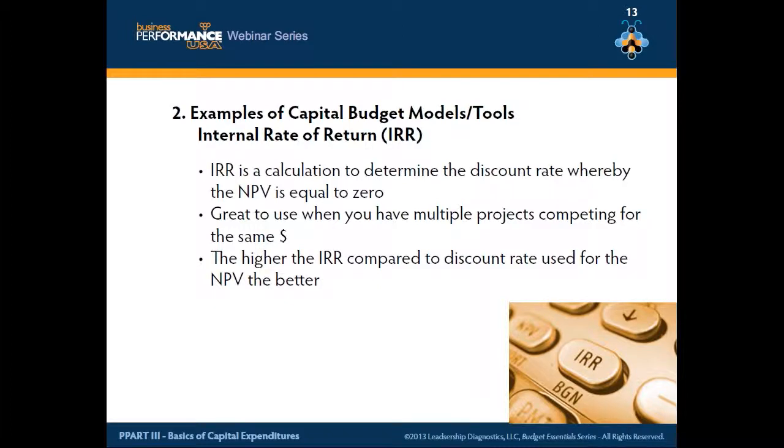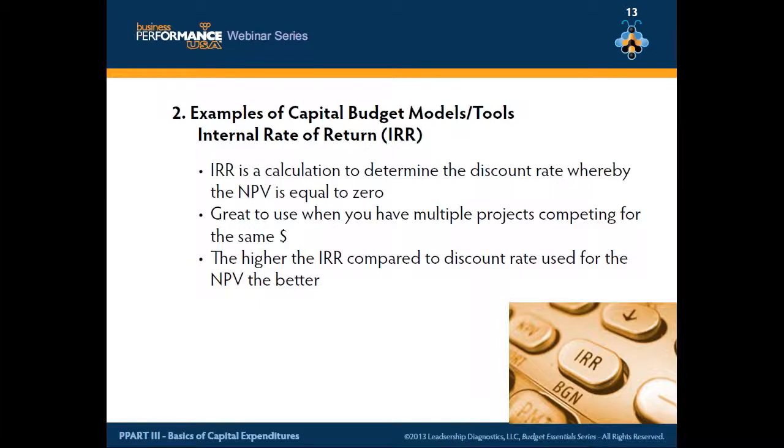So you may want to look at the payback as well. There's no one particular tool that just stands alone that you can look to say, okay, this is a great investment, especially when you're comparing multiple projects to see where you want to spend your investment dollars. And again, the higher the IRR compared to the discount rate to the NPV, the better.